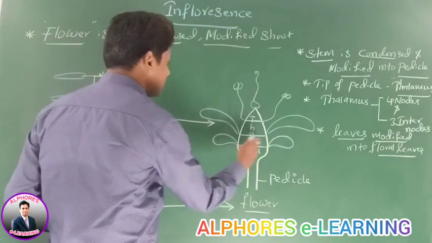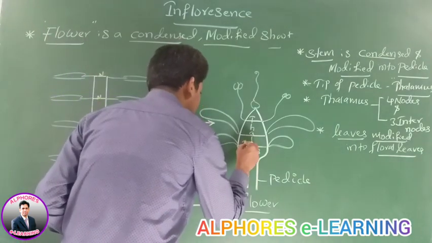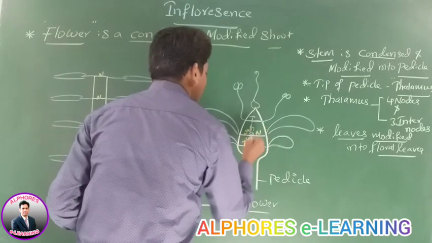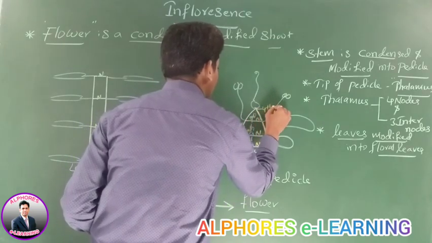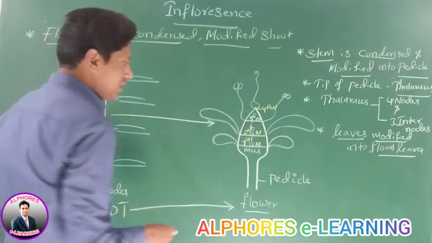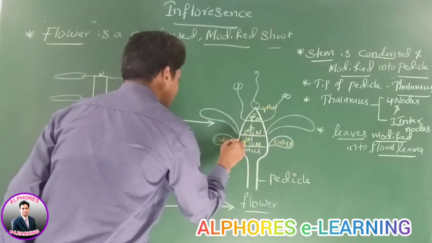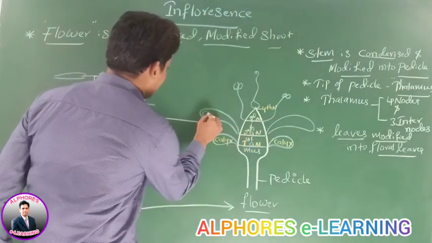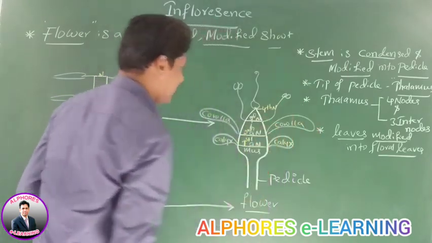Sir, these floral leaves are present at which node? First node, right? This is the first node. This is the second node. Whereas this is the third node. Whereas this is the fourth node, right? Now see here, sir, these floral leaves present at first node are called as calyx. Floral leaves present at first node are called as what? Calyx. Sir, these floral leaves present at second node are called as what? Corolla. Therefore, corolla, floral leaves at which node, sir? Second node.